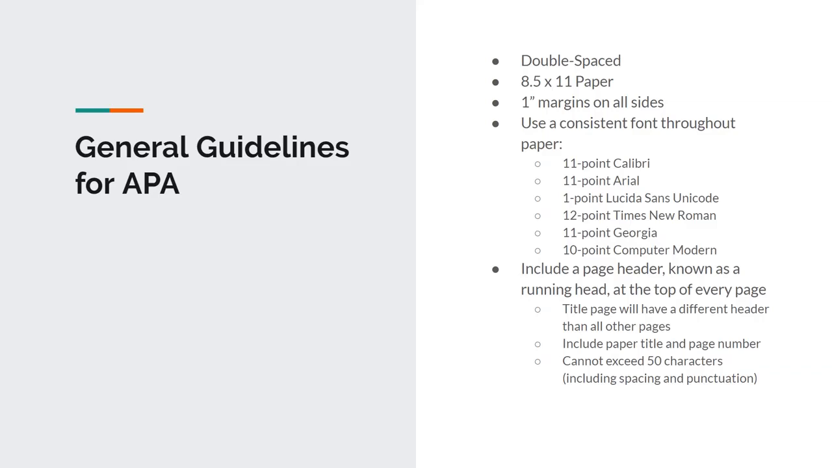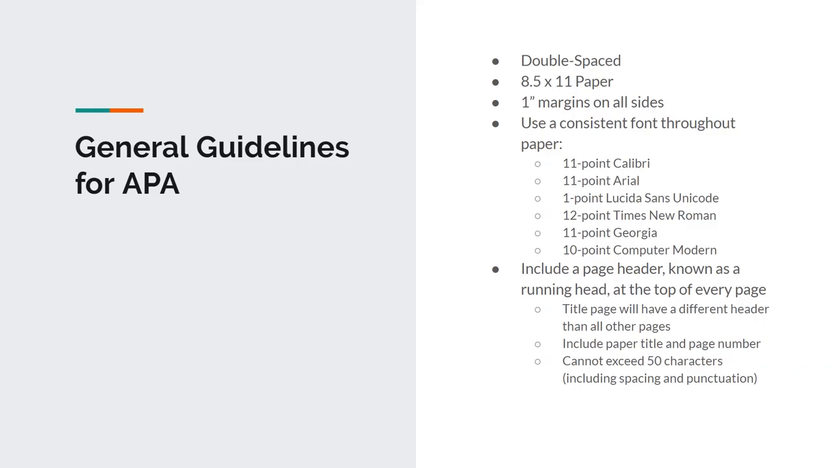And these are just the fonts that APA 7th edition allows. So you got 11-point Calibri, 11-point Arial, and so on. Most teachers are going to tell you that they just want you to stick with 12-point Times New Roman. So I would say, just to play it safe, just stick with Times New Roman 12-point font.